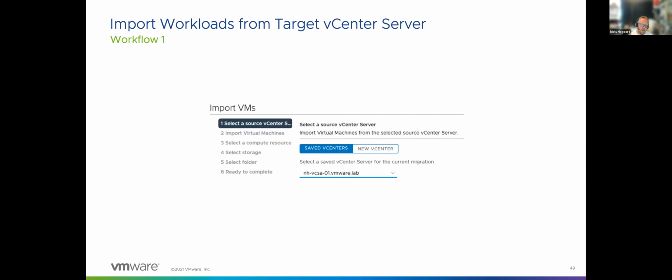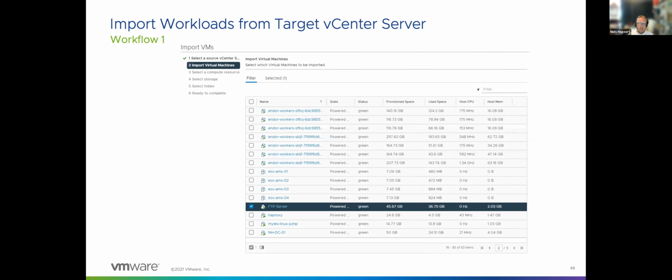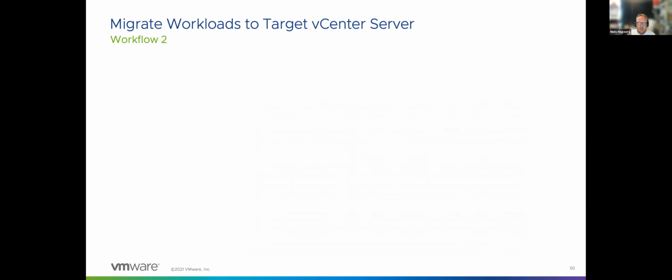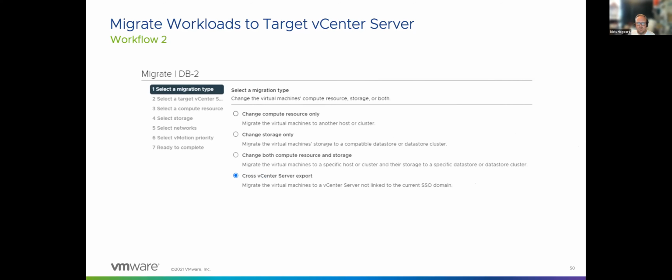Now, mind you, this is a saved vCenter session for this specific user session. So if you re-log into your vSphere Client, for example, those saved vCenter servers will be gone. However, it is useful if you're doing multiple migrations, for example. So in this specific case, we have set up that connection, and we can just go ahead and select the workloads that we need to migrate. In this specific case, I only selected one, but I can easily select more, and off we go.